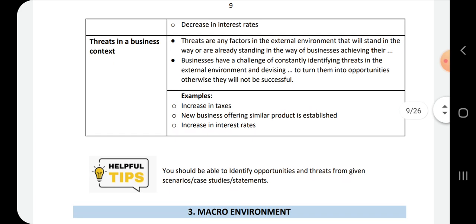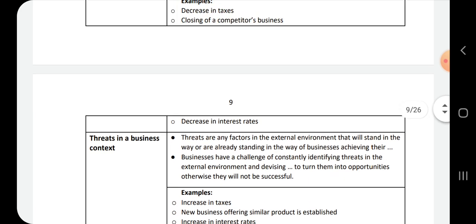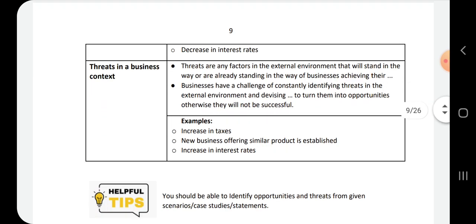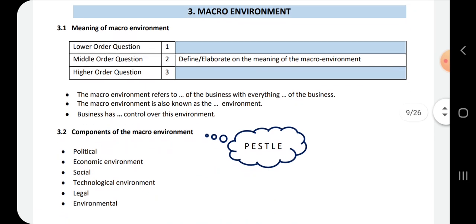So threats in a business context will be an increase in taxes, new businesses offering a similar product being established, and an increase in interest rates. So a threat is the opposite of an opportunity. It's a bad thing for the business.